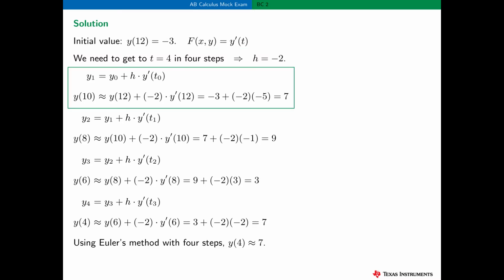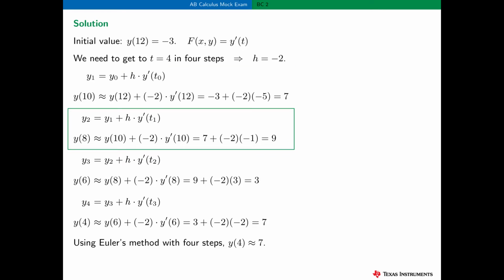The first approximation is y sub 1, equal to y sub 0 plus h times y prime of t sub 0. Remember, t is the independent variable here. y of 12 is equal to minus 3. That's the initial value. The step size is minus 2, and y prime of 12 is equal to minus 5 from the table. So the first approximation is y of 10 is approximately 7.